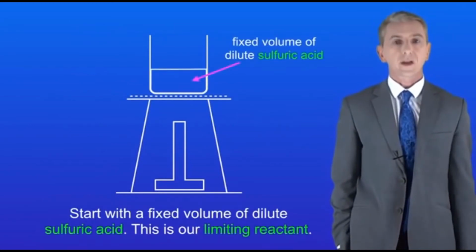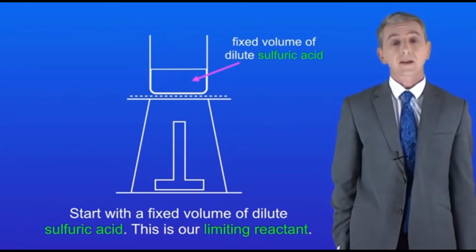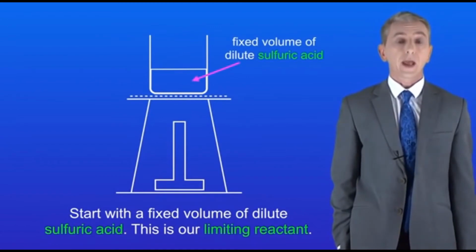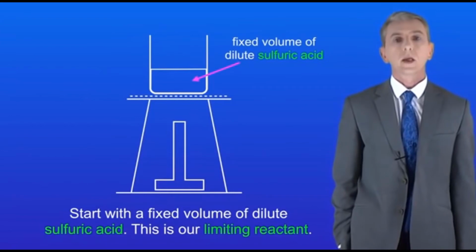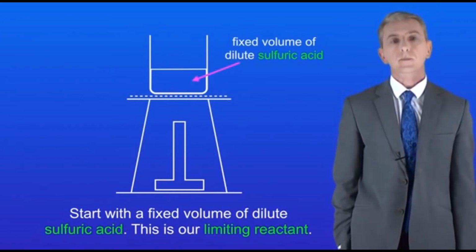First, we start with a fixed amount of dilute sulfuric acid. This is our limiting reactant. In other words, the acid will run out. Now, this is really important. We do not want any acid remaining at the end, as that would contaminate our salt. So we need to make certain that all of the acid is reacted away.